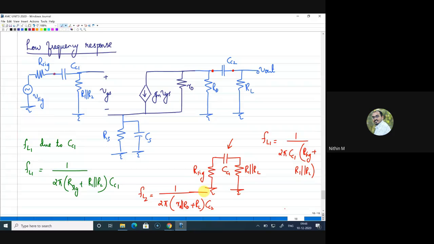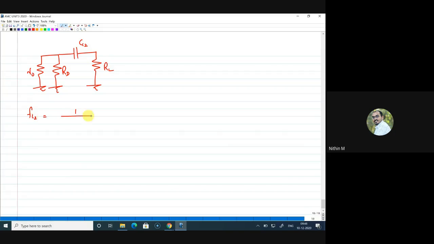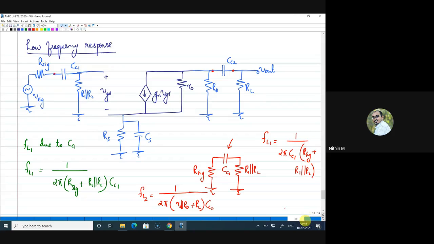FL2 is 1 by 2 pi into, let me write it in the next page. I'll take CC2, and I'll write the resistances here. This is RD and this is R0. On the right side I have RL. So this FL2 can be written as 1 by 2 pi into R0 parallel to RD plus RL into CC2. Is this clear? Okay. So similarly, now this FL due to CS is a little tricky.